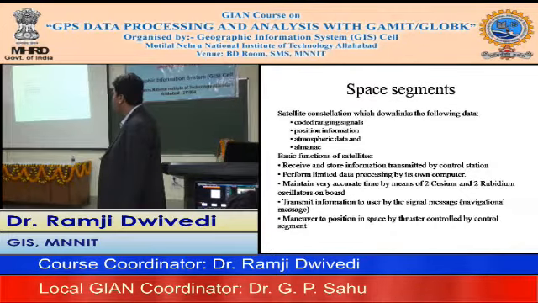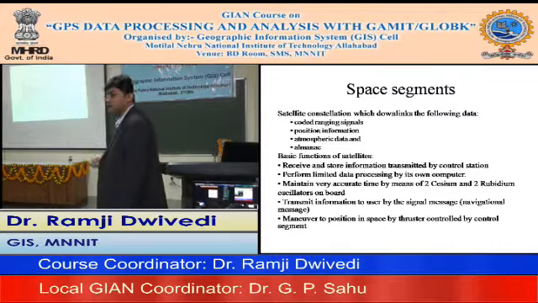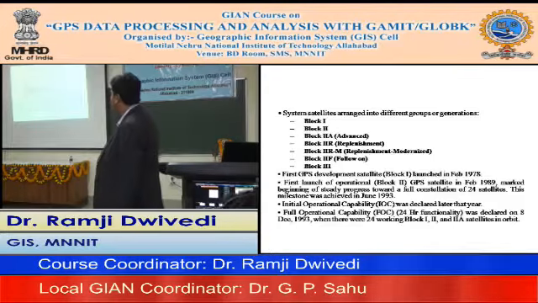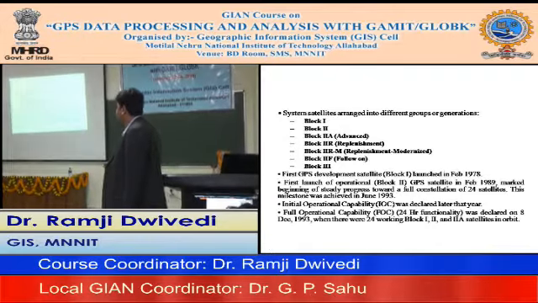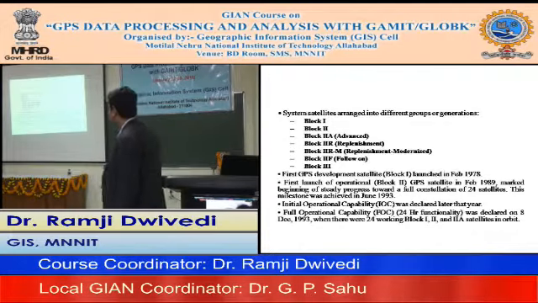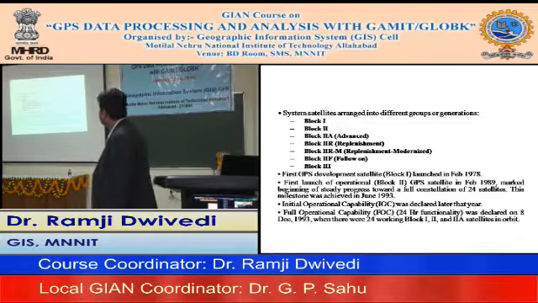Initial operation capability was launched somewhere in 1993. Full operation capability was declared on 8 December 1993, when there were 24 satellites working in Block 1, 2 and 2A. This is the bird cage of the famous GPS satellite system.